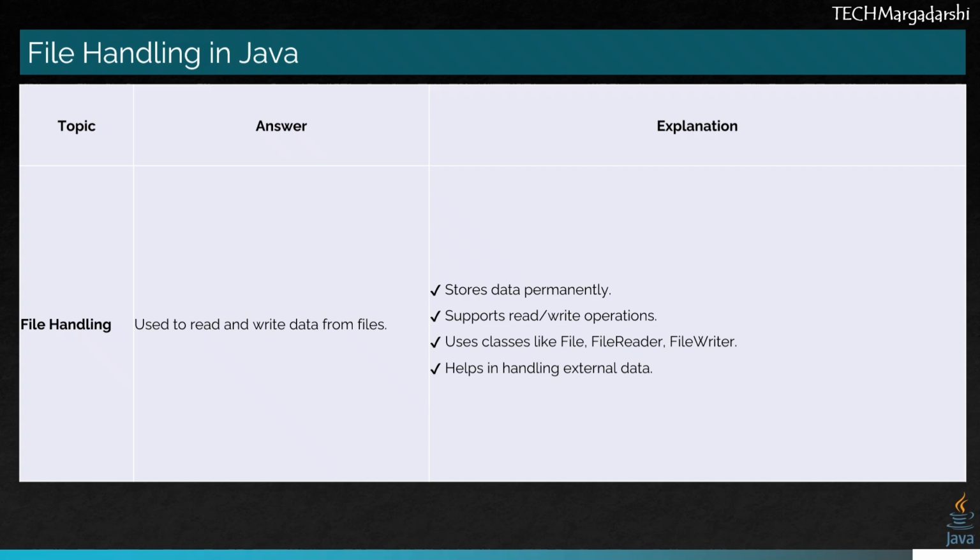Here is the first topic of part 7: file handling in Java. File handling in Java is used to read data from files and write data into files. It helps us store information permanently, even after the program stops running. Java provides built in classes like File, FileReader, and FileWriter to perform read and write operations easily. File handling is mainly used when we work with external data such as text files, logs, or configuration files, making programs more practical and real world.